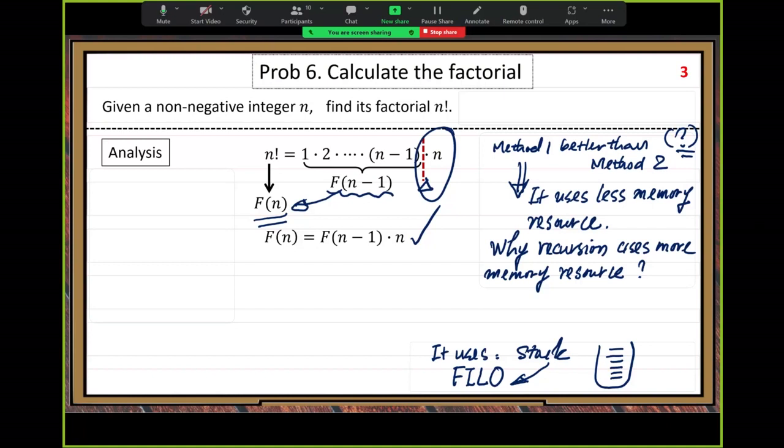So let me delay the stack details until later. Today I just say recursion uses more memory resource, and the reason is related to the stack. Why the stack way consumes more memory resource, I delay until later, because when we talk about efficiency, we will get to this question again.